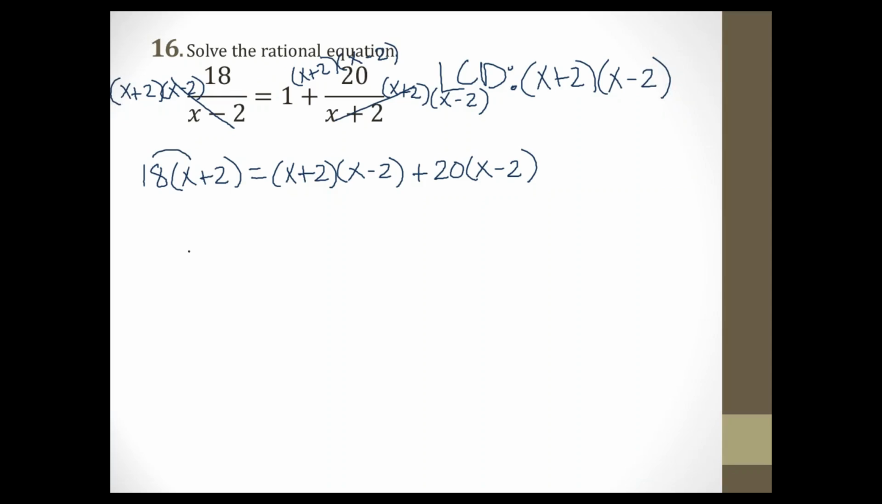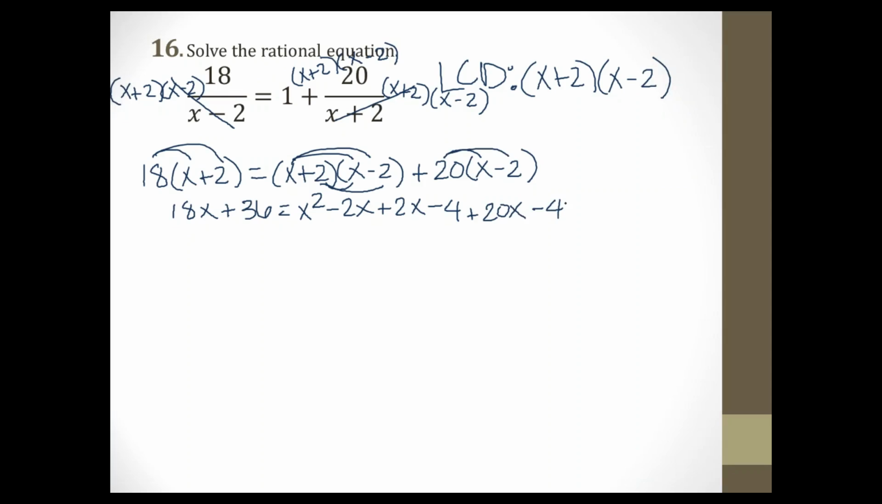So 18 times x is 18x. 18 times 2 is 36, equals, I'm going to FOIL these two binomials. So x times x is x squared. x times negative 2 is negative 2x. 2x, then 2 times negative 2 is negative 4, and then 20 times x is 20x, and 20 times negative 2 is negative 40.